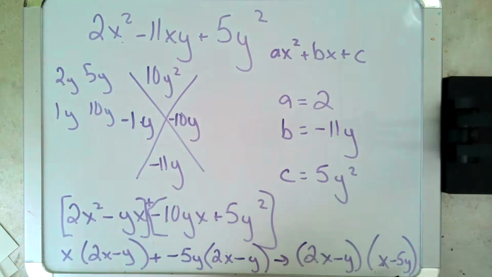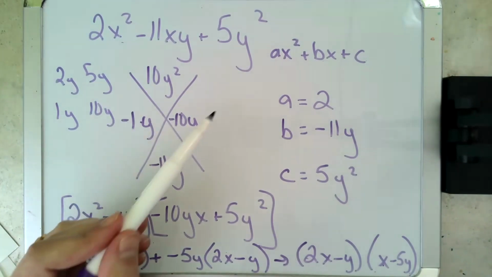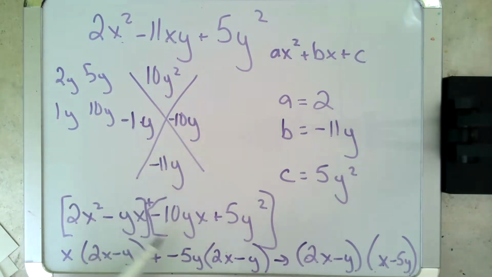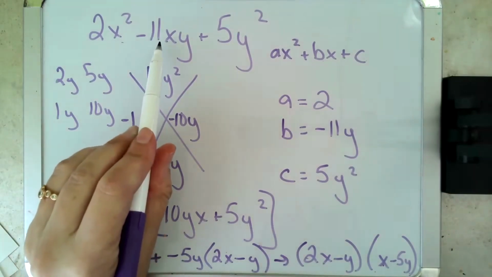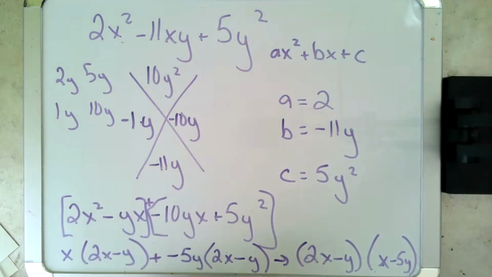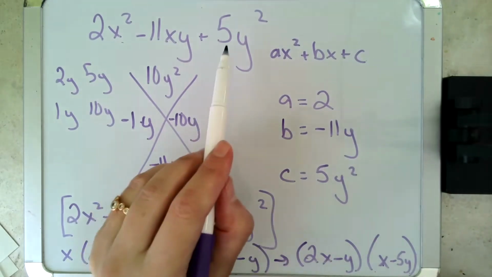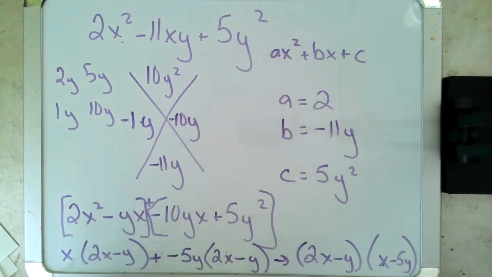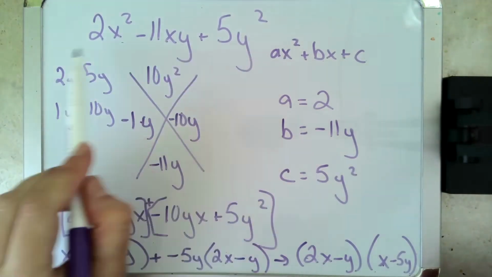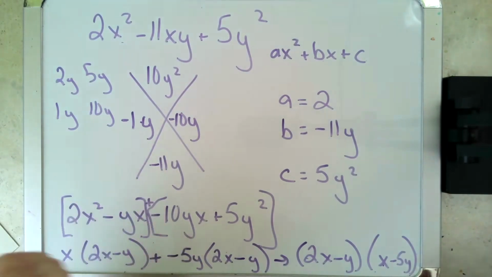2x times minus 5y, that is our minus 10yx. Minus y times x, that is our minus yx. Minus yx, minus another 10yx, there's our minus 11xy. xy, yx, same thing. And finally, minus y times minus 5y is our positive y squared. So we used the x method to factor this quadratic expression with two variables in it.